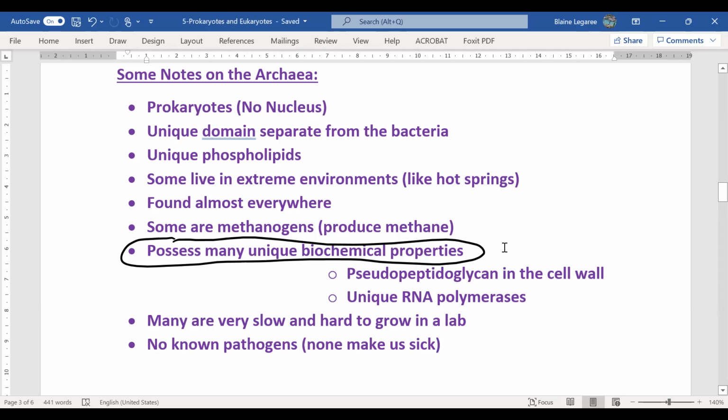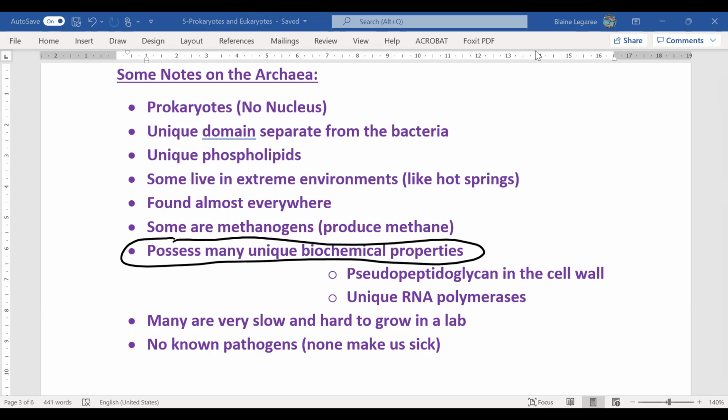So that, like I said, is mostly what I'm going to say about the Archaea. Everything else I'm going to talk about in this unit is more or less referring to the bacteria from a general sense. But that's what I'm going to say about them.